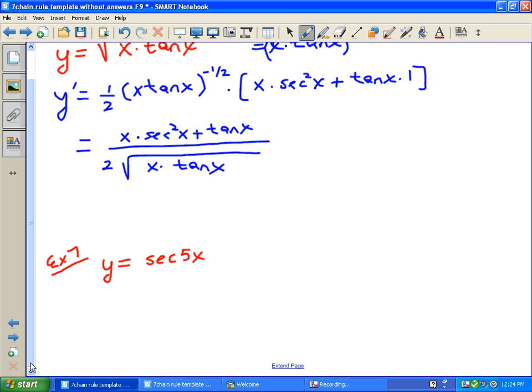And example number 7, we need to remember the derivative of secant is secant times tangent. But multiplying everything with the derivative of the inside, we have an extra 5.